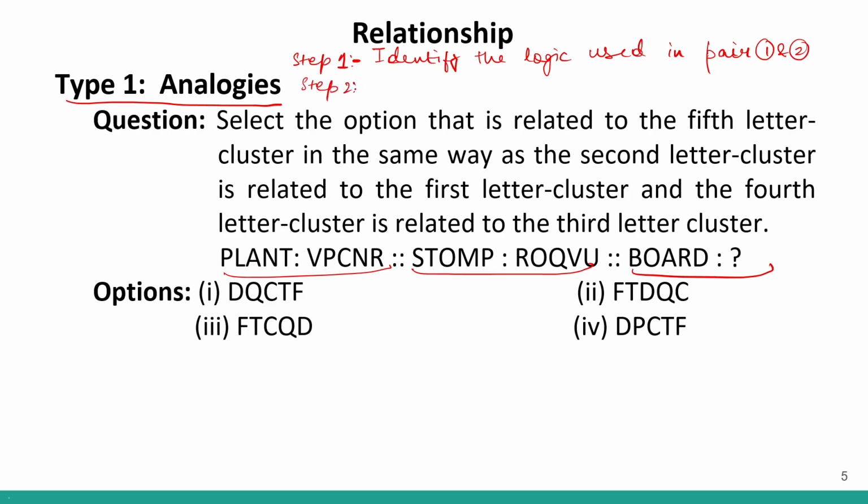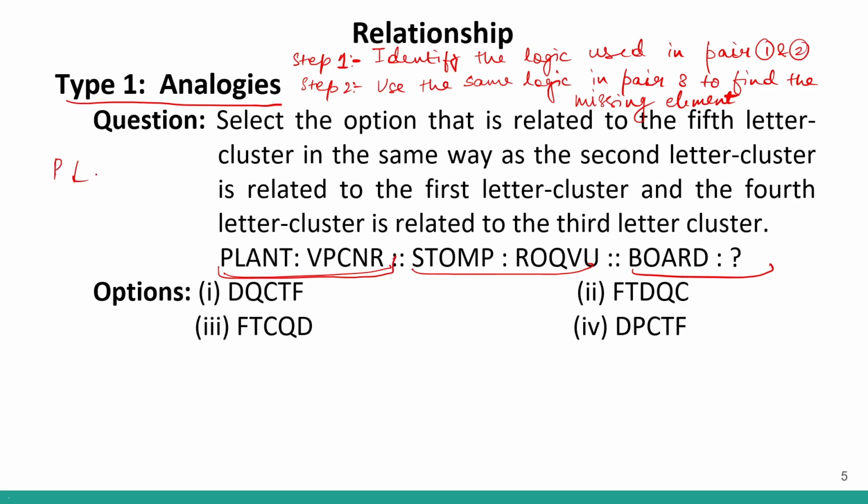Step 2 would be use the same logic in pair 3 to find the missing element. So this is a two-step procedure for solving any analogy. So first let us find the relationship between these words. How is plant related to V, P, C and R? So what is the first step?